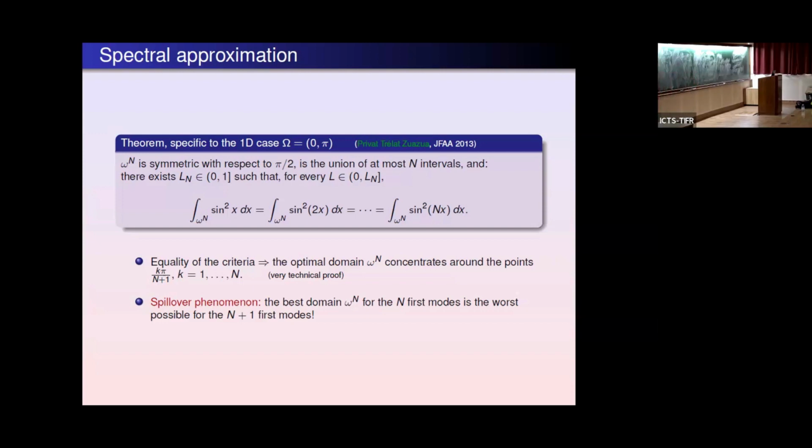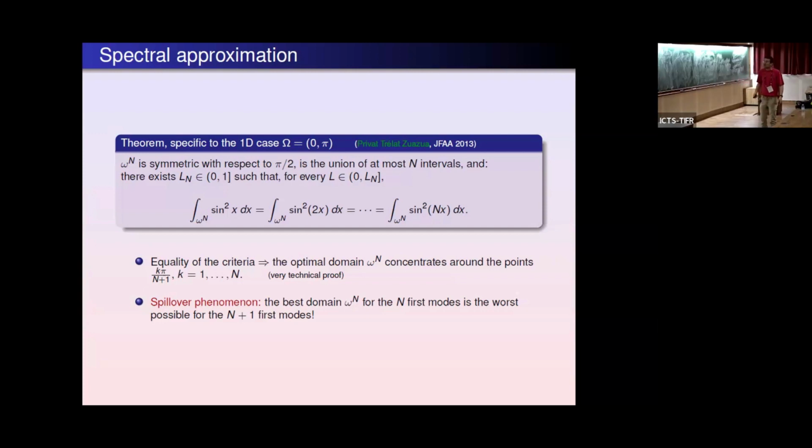If you take the best domain omega n for the n first modes, then this domain is the worst possible domain when now you take n+1 modes. So you see the instability. The instability is the worst possible. It's a nightmare. And it's really due to the wild oscillation of waves, as you can imagine.